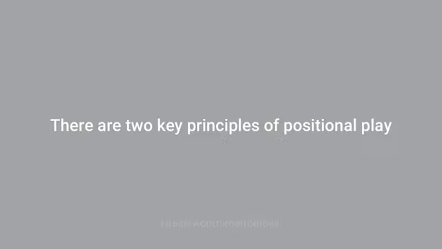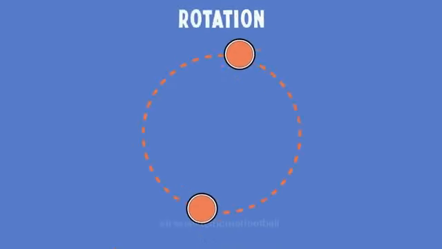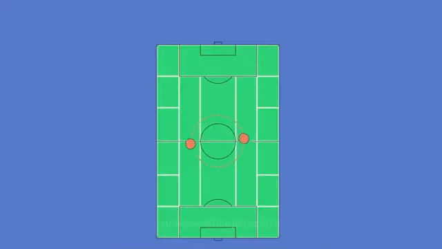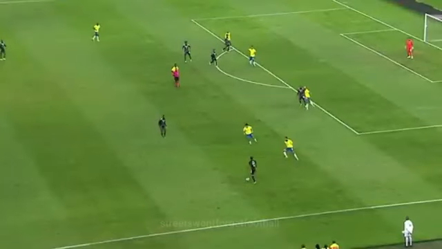There are two key principles of positional play. The first is zonal positioning in relation to teammates, the ball, and space, and the second is rotation. When you combine these two principles, you achieve superiority. Spanish managers like Pep Guardiola, Mikel Arteta, and Xavi Hernandez all use positional play. If you'd like to understand positional play a little bit more, I would advise you to check out these videos on YouTube. In positional play, players have to be comfortable in and out of different zones on the pitch.